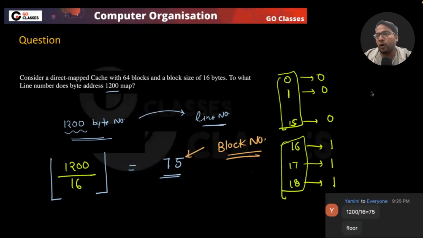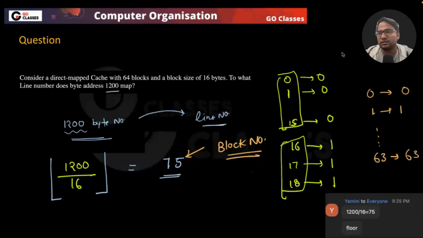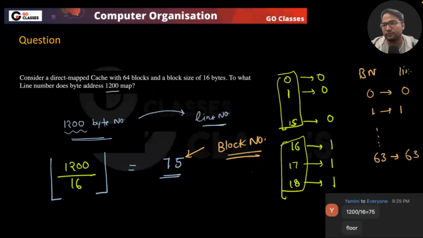See, if I tell you block 0 is mapping to line 0, block 1 to line 1, and so on, right? Let's suppose block 63 is mapping to line 63. This is the block number, this is the line number. And then block 64 is mapping again to line 0. So if given the block number, I ask you to find the line number, what are you doing? You're just taking the remainder, right?